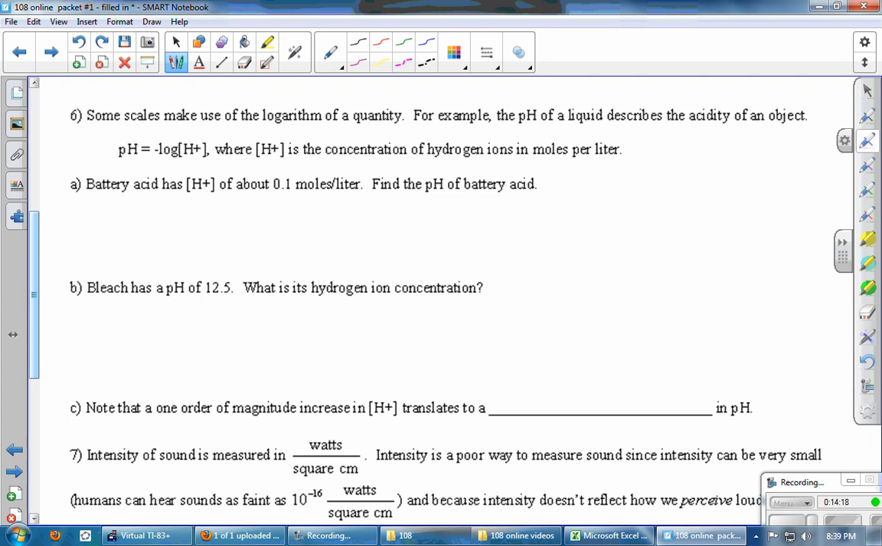Regardless of your chemistry background, we should be able to answer a couple of straightforward questions about pH. Part A, battery acid has H+ of about 0.1 moles per liter. Find the pH of battery acid. Okay, let's see. So we're supposed to do negative log of H+, and H+ is given in this problem as 0.1 moles per liter, whatever that means. So negative log of 0.1.